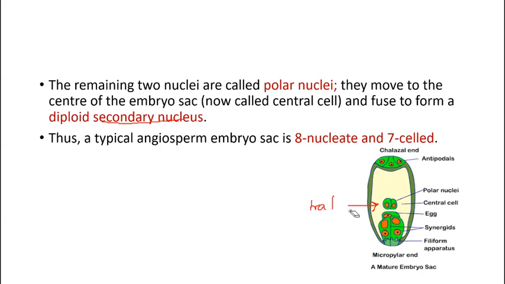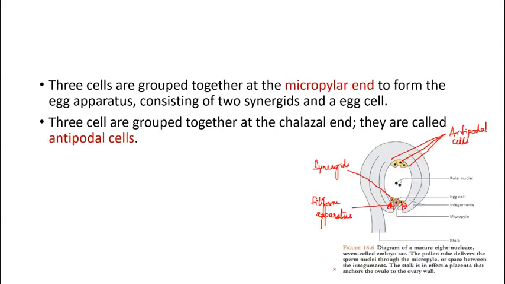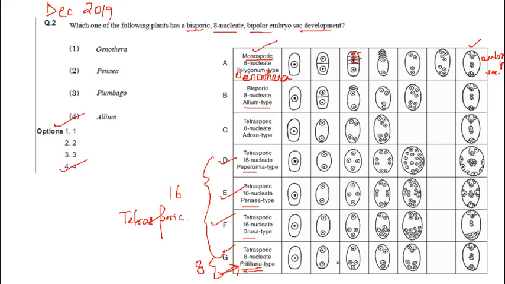I told that four spores are produced. If I see the monosporic type, the four spores are produced. So one nucleus from each end will come towards the center, and in the center there will be ultimately two nuclei.